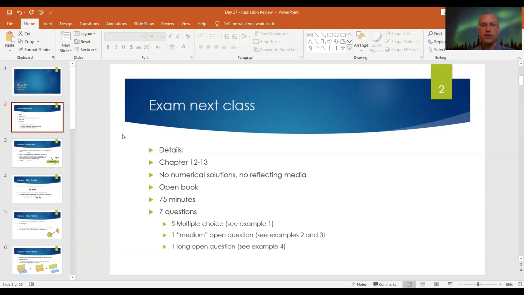Here are kind of examples of what all these are going to look like. At the end of this will be a few examples from a previous test. The multiple choice ones will be like example 1: nice, easy, simple, kind of a one calculation, one equation sort of question. The medium open question will be 2 or 3 calculations. And the long open question will, as you'll see, involve multiple calculations.